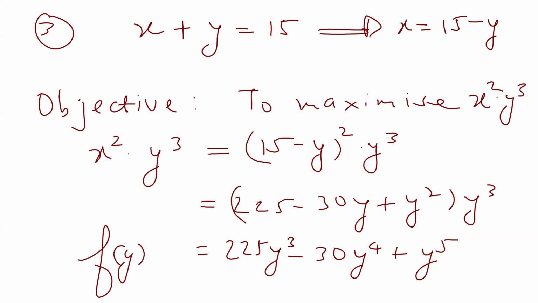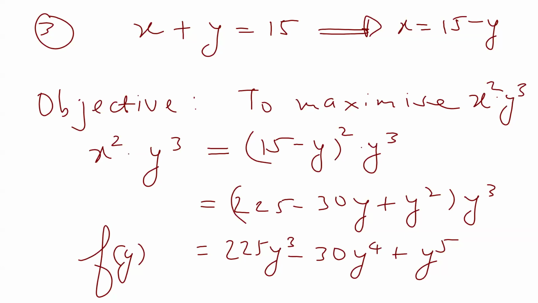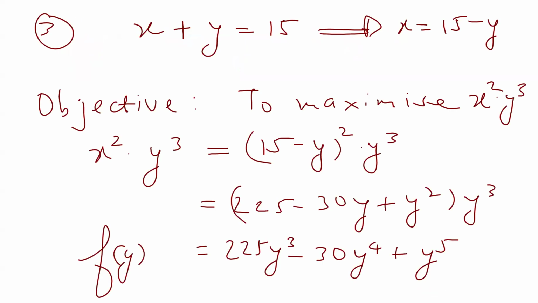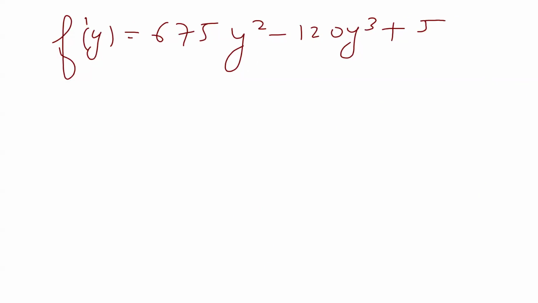F dash y. We have to differentiate this. I hope everybody is copying. 225 into 3, 675 y square, minus 120 y cube, plus derivative of y raised to 5 is 5y raised to 4. Okay, this is f dash y.